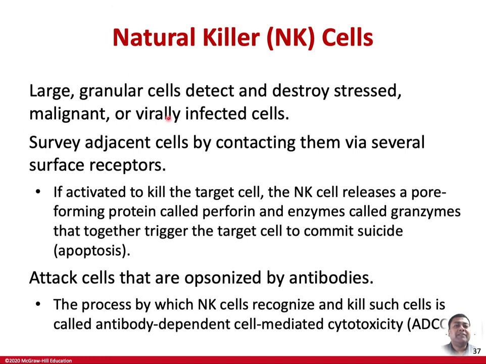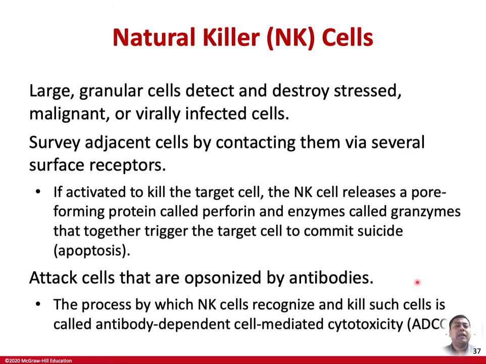These are large granular cells that detect and destroy stressed, malignant, or virally infected cells. They survey the adjacent cells by contacting them via several surface receptors, and if activated to kill the target cell, the NK cells release pore-forming proteins known as perforin and enzymes called granzymes, and together they cause the target cell to commit suicide, which is known as apoptosis.